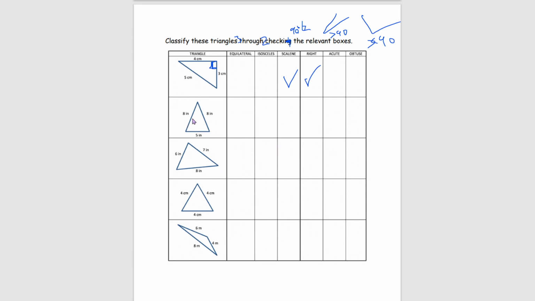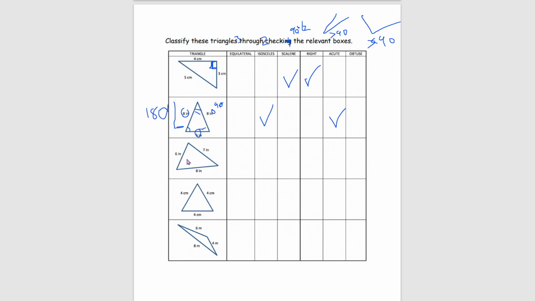For number 2, we have 8, 8, and 5, meaning that these 2 sides are equal, so we have 2 equal sides, meaning it's an isosceles triangle. And looking at these 3 angles, each angle cannot be greater than 90, as the angles add up to 180. We can reasonably infer that these angles cannot equal 90, as a 90-degree angle is like this. And since they're all less, that means that it is an acute triangle.